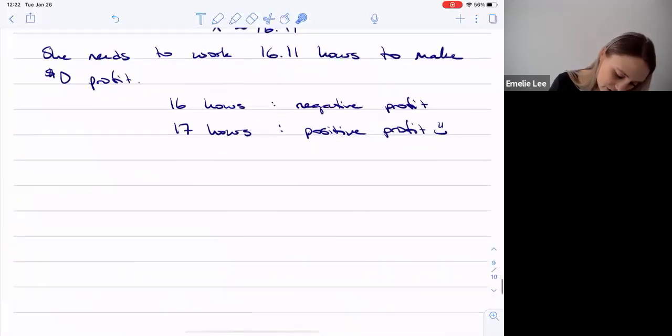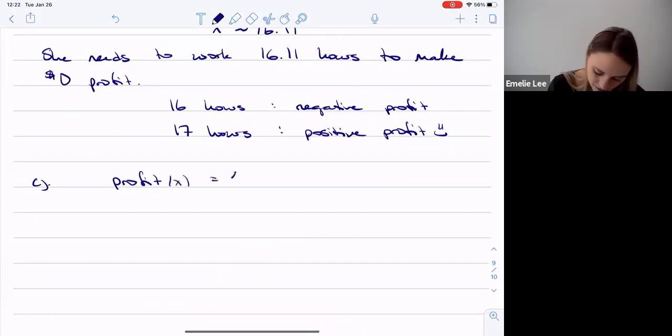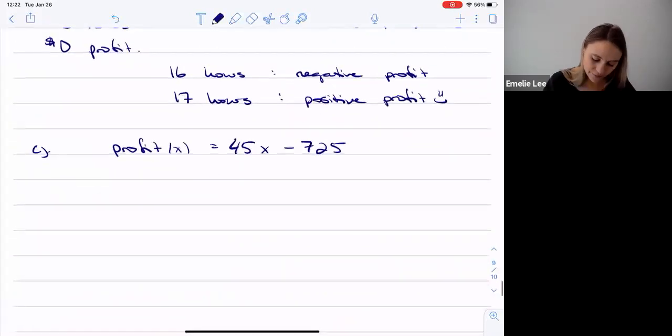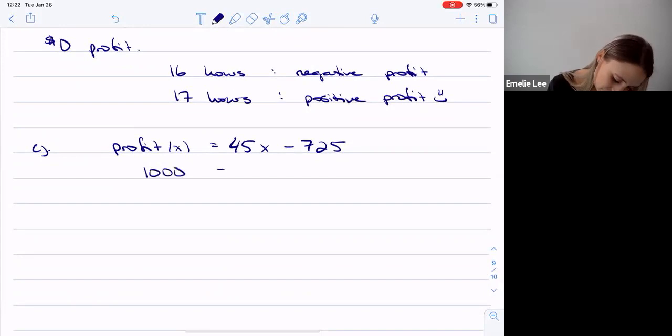So again, I'm going to just copy out the profit function. The profit of X is 45X minus 725. Now I'm forcing the profit to be 1,000 and solving for X.